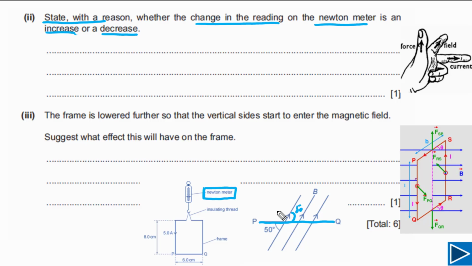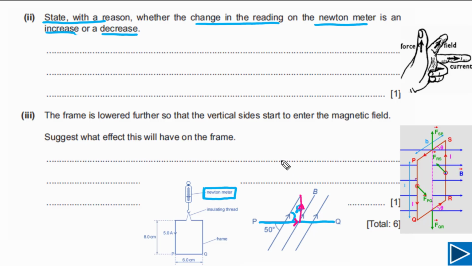B is in the horizontal plane. So B has 2 components. One component is along PQ, so this component has no effect. But one component is perpendicular to PQ, but this is in the horizontal plane.